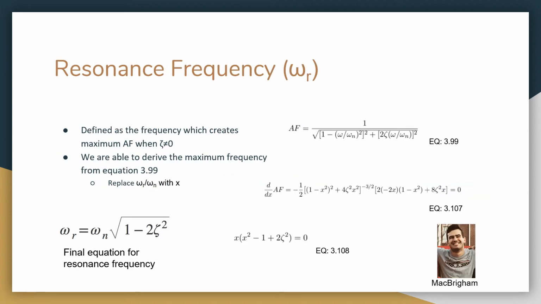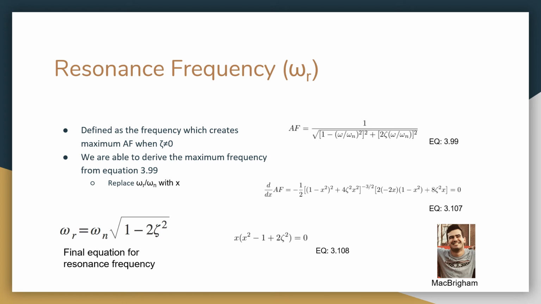We also talked about resonance frequency. Resonance frequency is the frequency at which there is a maximum amplification factor for when zeta does not equal 0. To find an equation for this, we had to find the derivative of the equation for AF. After replacing the ratio omega over the natural frequency with the term x and deriving equation 3.99, we were left with equation 3.107 from the book.